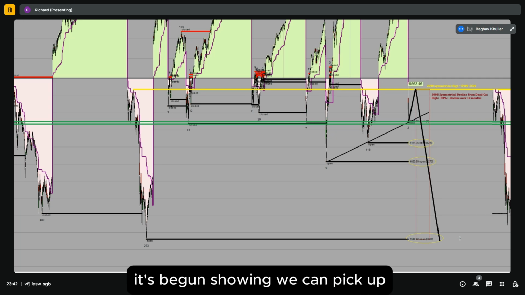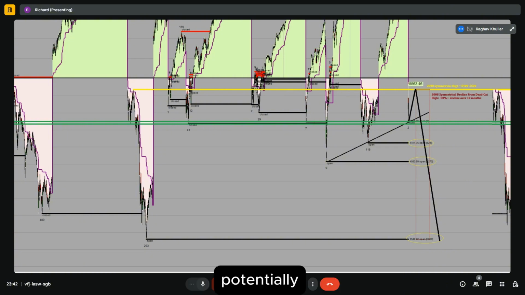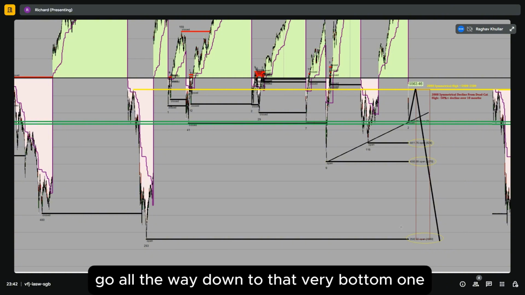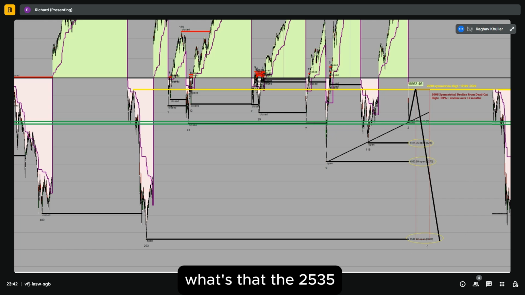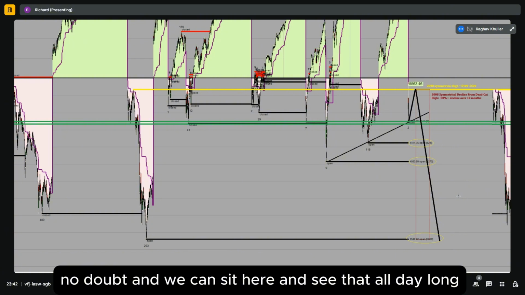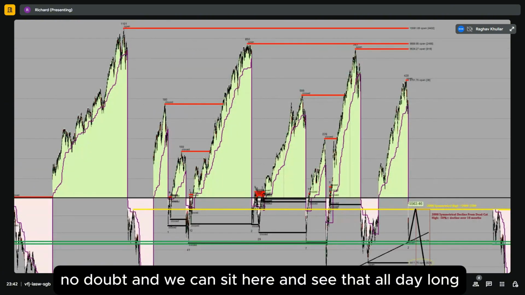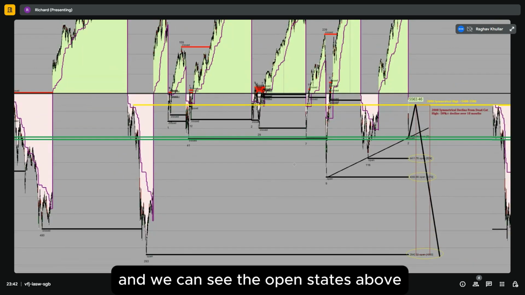As Big Gun is showing, we can peak up, go down, knock out lower open states, and potentially go all the way down to that very bottom one, which would be pretty painful for everybody. And what's that, the 25, 35 or 20, 25? 2500 SPX. So that would get everybody freaked out, no doubt. And we can sit here and see that all day long. That's a possibility. And we can see the open states above that are a possibility.